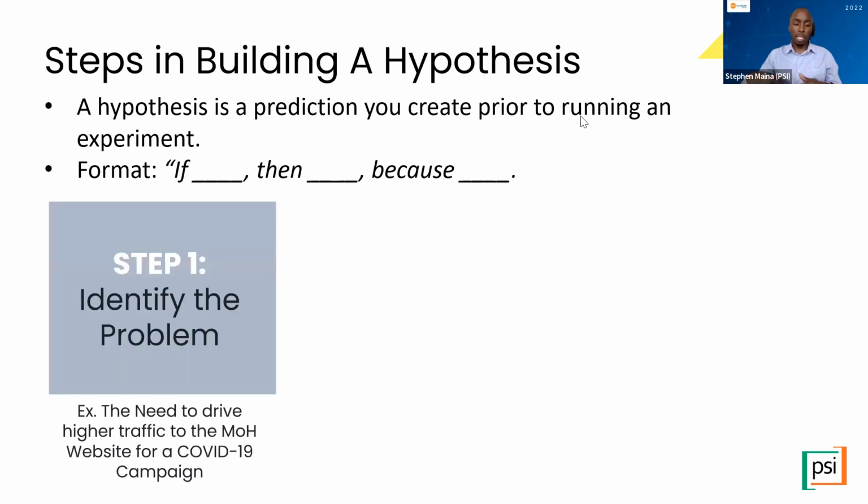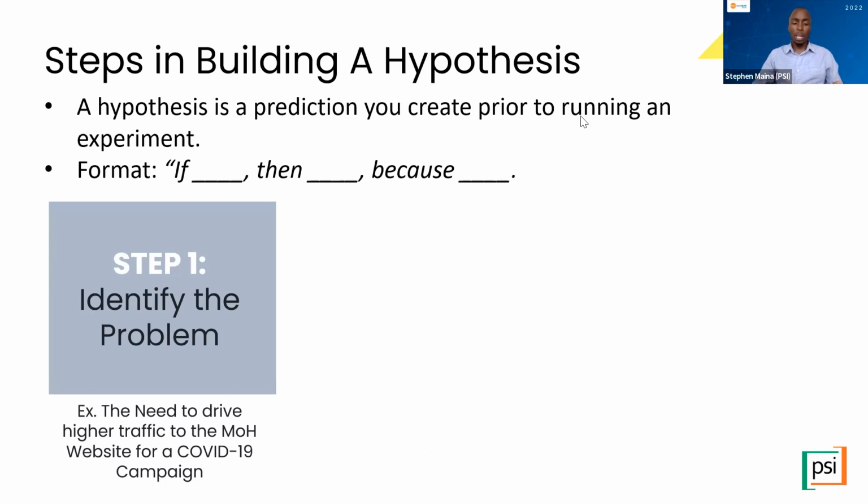But let me walk you through the steps. Number one is identifying the problem that you're dealing with. In our case, the problem could be that we want to drive higher traffic, say, to a Ministry of Health website where people can book a COVID vaccine or can see some locations where the vaccine is being disseminated, and so on and so forth.